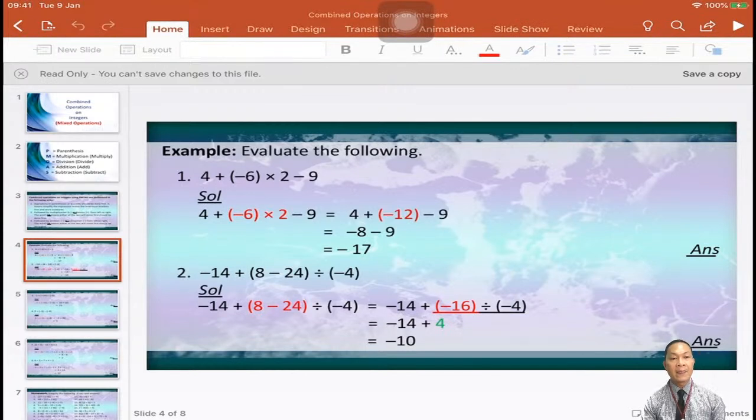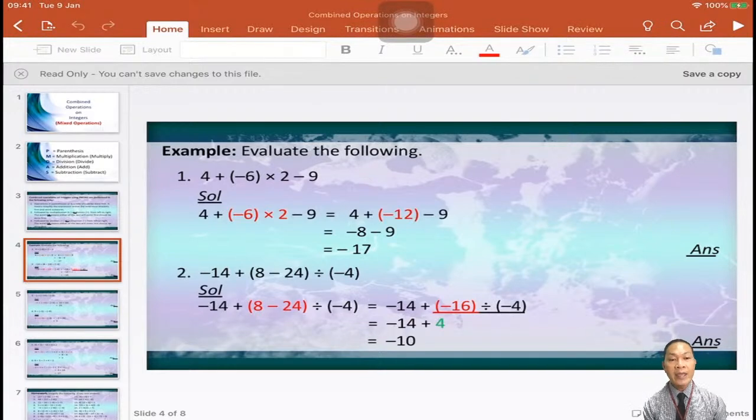Number 2, we have negative 14 plus the quantity of 8 minus 24 divided by a negative 4. We have the parentheses. The first thing that we're going to do is simplify the numbers inside the parentheses. So we have 8 minus 24. Using subtraction of integers, 8 plus a negative 24 is negative 16. And then we copy negative 14. The answer for 8 minus 24 is negative 16, divided by, copy divided by negative 4.